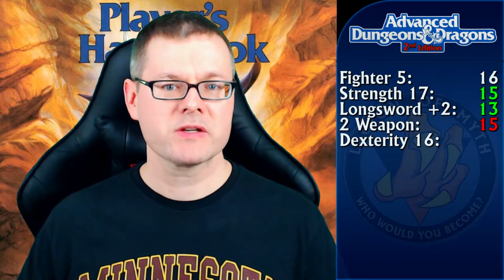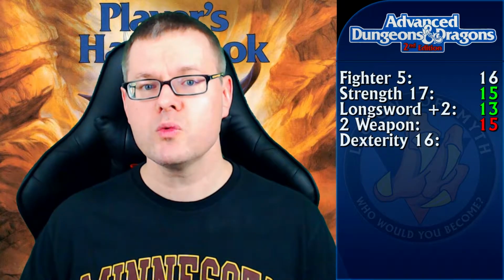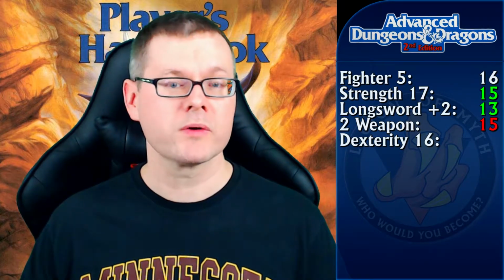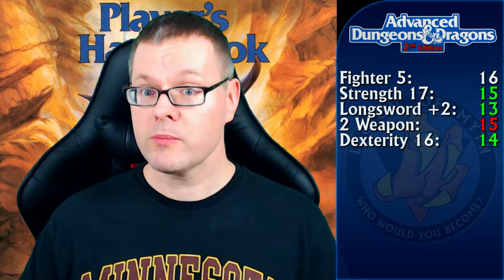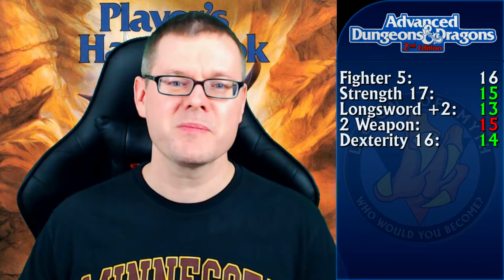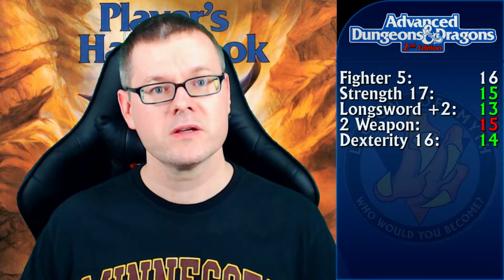Page 96 of the player's handbook indicates that the character's reaction adjustment can modify the 2-weapon fighting penalty. The fighter's reaction adjustment based on her dexterity of 16 is an attack roll bonus of +1. What do we do with attack roll bonuses? We subtract them from THAC0. So this lowers her modified THAC0 from 15 to 14.